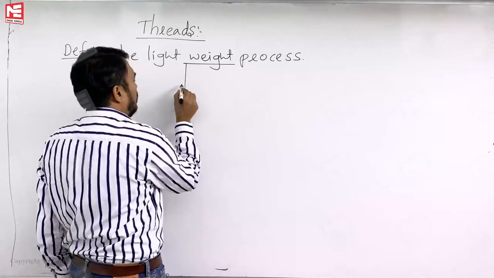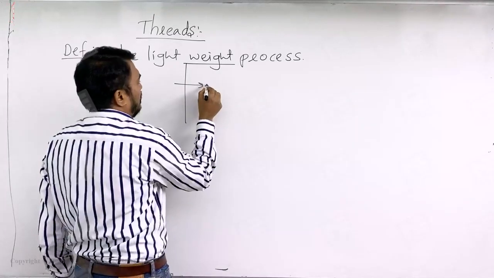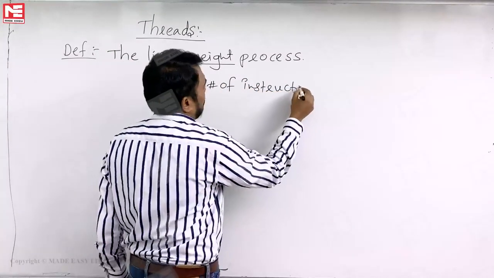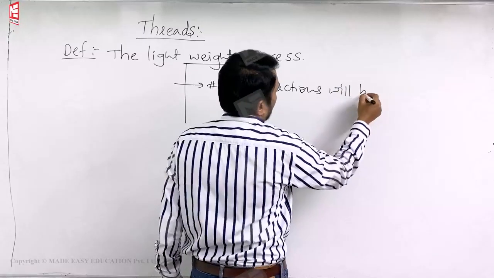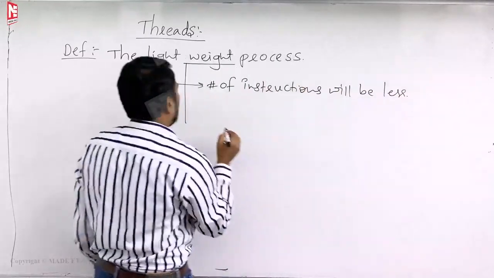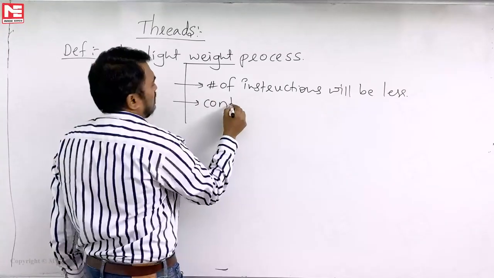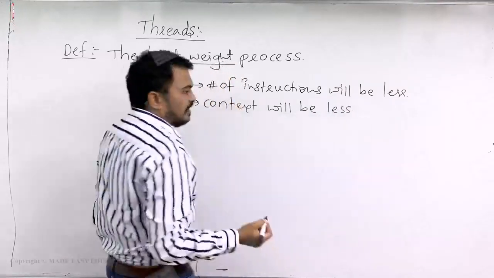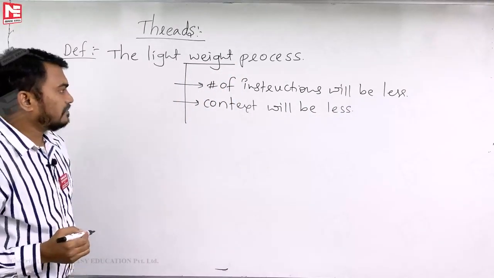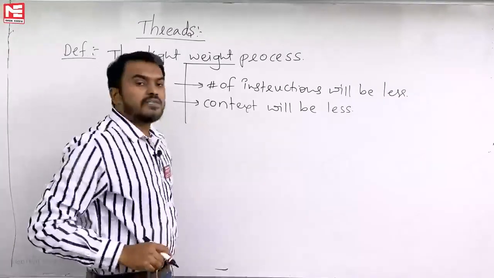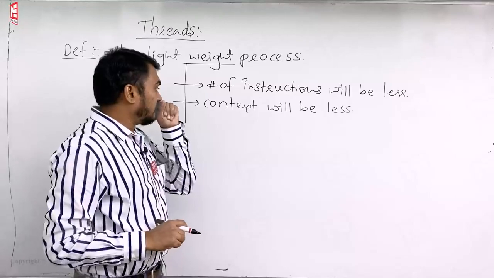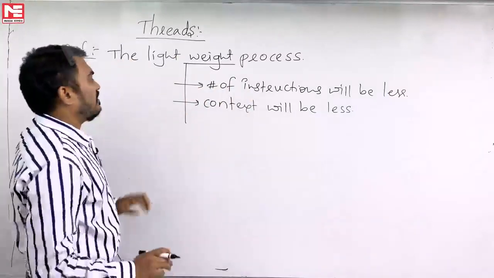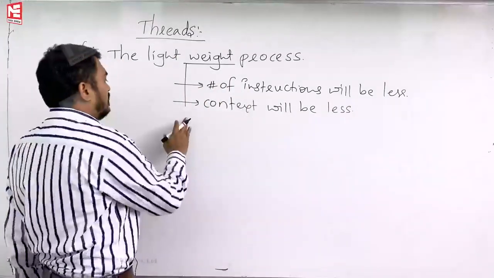Weight means, note down, the first one is that the number of instructions will be less. Number of instructions will be less, and the next, context will be less. Note down, context will be less. Copy it properly. Number of instructions will be less and context will be less. Now, what is the meaning of context? Tell me. Context means attributes, right? So, attributes will be less. I think all of you remember. I explained process earlier: context means attributes.